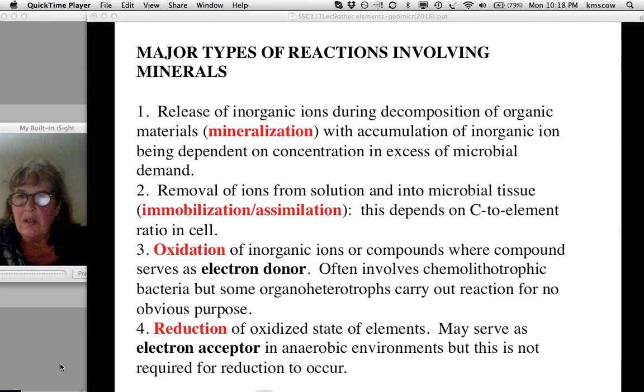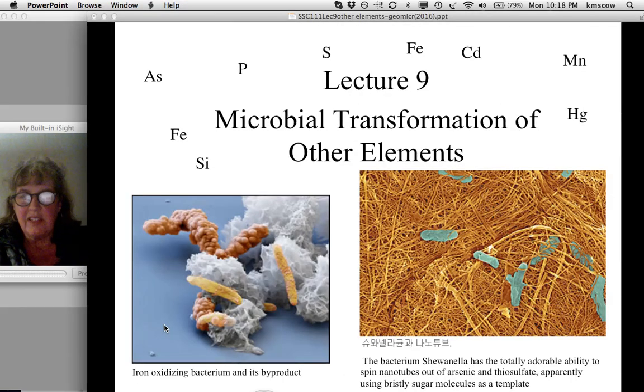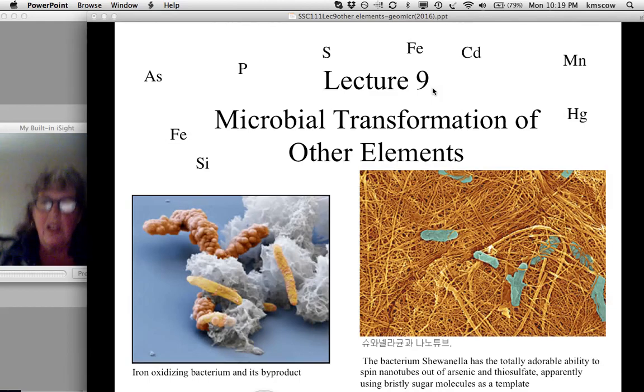Kate Scow here. This is Soil Microbiology, and this is our last lecture for this course. It's actually called Lecture 9, even though we've had Lecture 10 already. I reversed the last two lectures. So Lecture 9 is about microbial transformation of this enormous variety of other elements that we haven't considered at all.